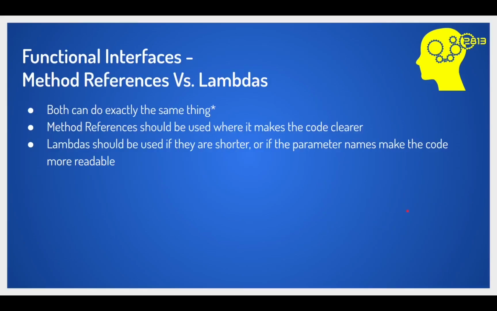The difference between method references and lambdas. Both can do the same thing with the obscure exception that I mentioned in the last slide. Method references should be used where it makes the code clear, and lambdas should be used if they're shorter or if the parameter names make the code more readable.